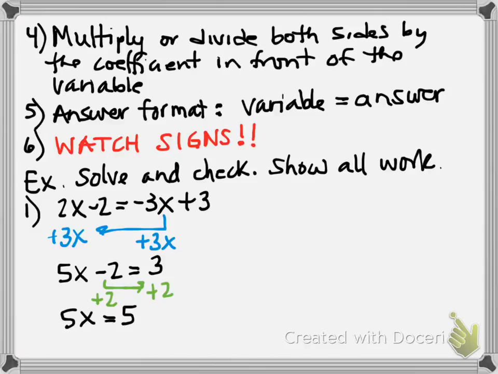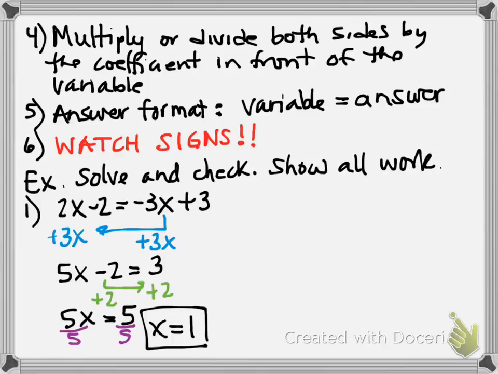So what's my last step to solve the problem? Anybody? Divide. Yeah, the opposite of multiplying by 5 would be dividing by 5. And we get x equals 1 as our answer. Okay? I'm sorry? What about the positive 3? The positive 3 got added to the positive 2. Okay. Casey, question? No, okay.